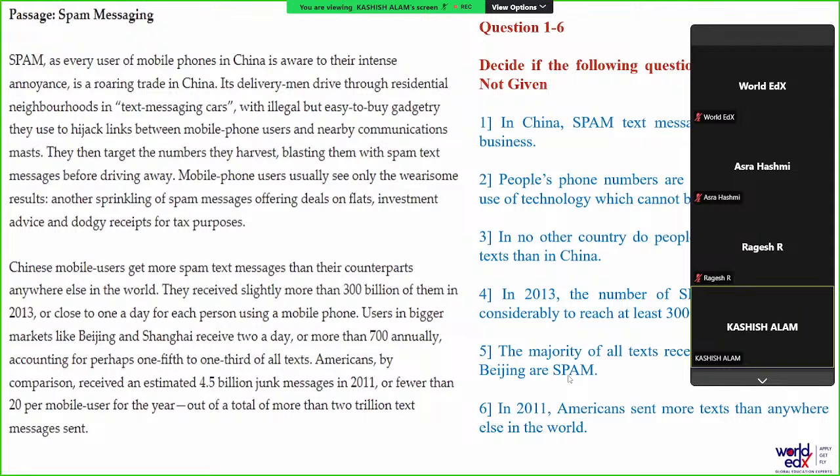I have to verify whether in 2011, the number of texts sent by the Americans were more than anywhere else in the world. This means, apart from anyone, Americans were the only ones who have sent the maximum number of texts in the world. Let's come to the passage, 2011. I can easily spot Americans. We can easily scan in the passage. Let's have a look at the passage statement.